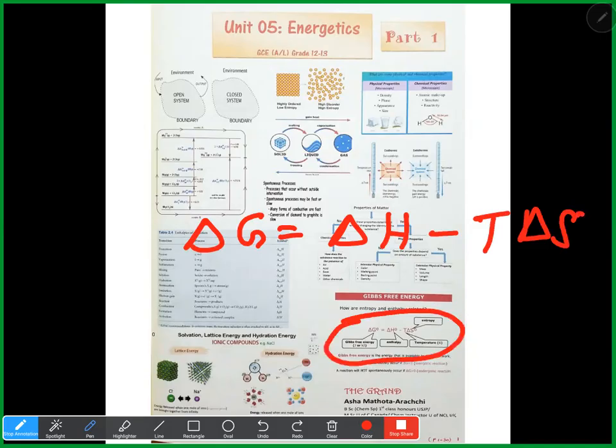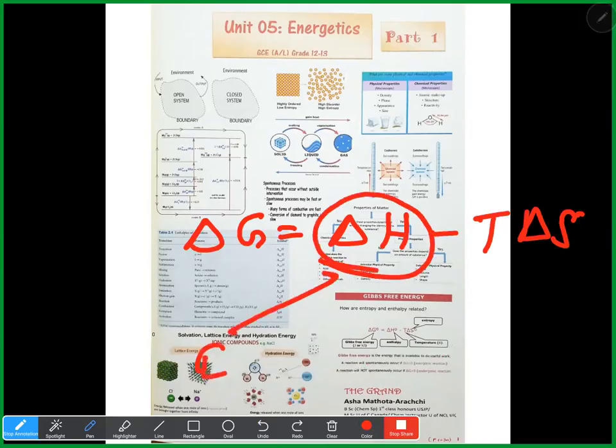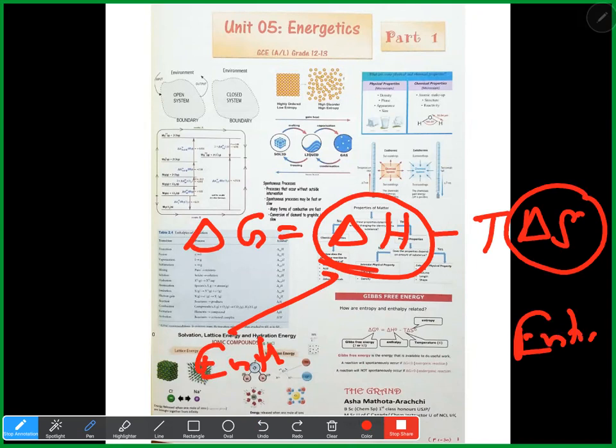To decide the spontaneity, we need two other parameters. The first one is the enthalpy. This is the enthalpy part. Then the second one is entropy. Only by knowing enthalpy and entropy both together can we define spontaneity.